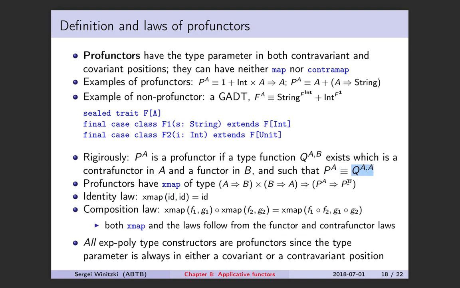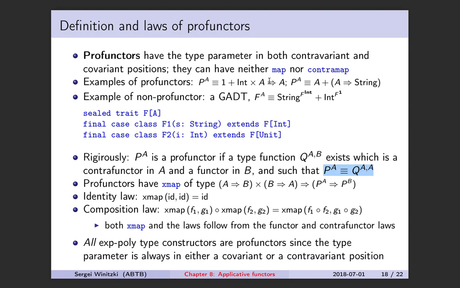So for each profunctor, there must be a way to split it into a type function of two type parameters. One of them is strictly contravariant and the other strictly covariant. And if you can do that, then defining P like this, then P is a profunctor. That's the definition of a profunctor.